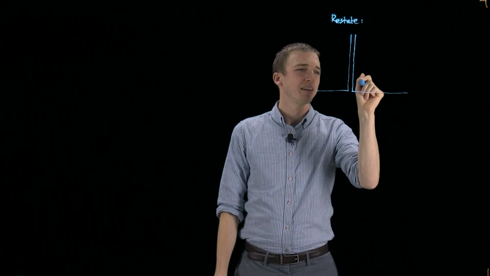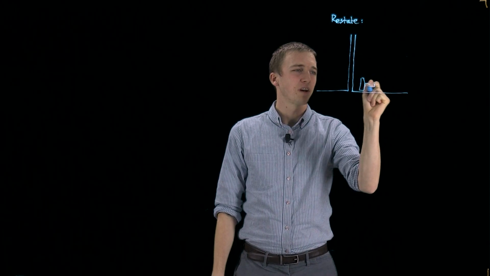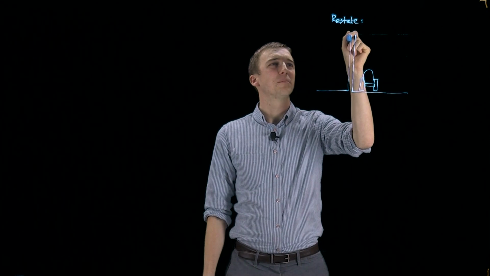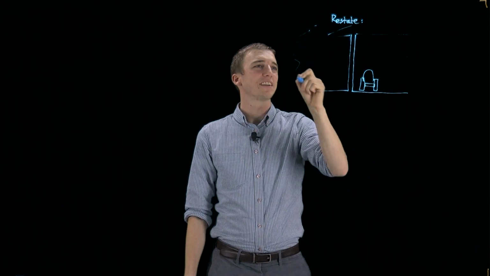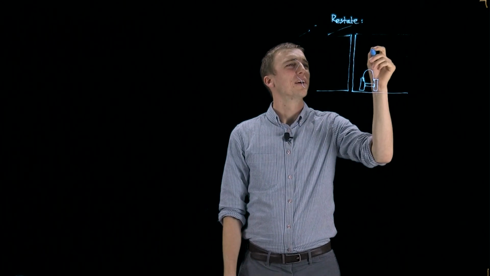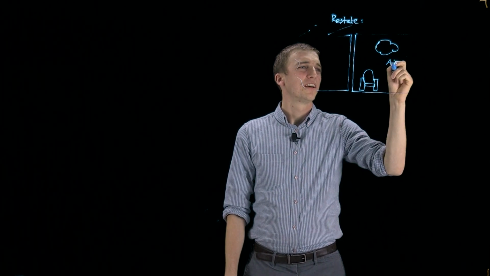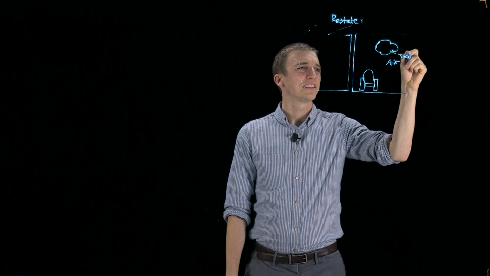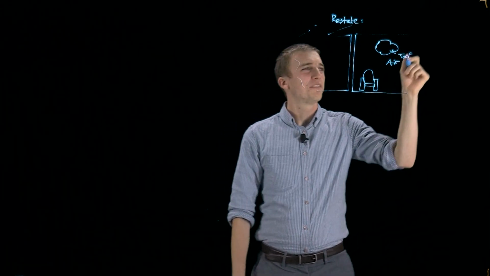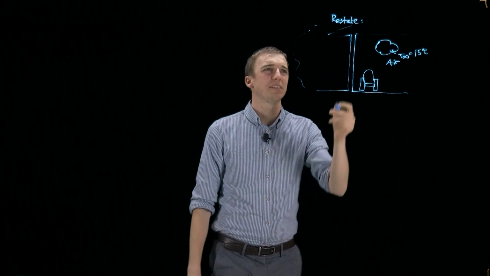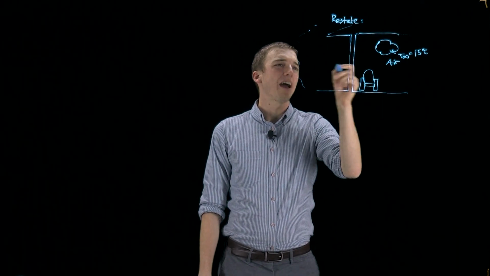So we have a pane of glass, which is separating a room. I'll draw a little chair here. There's a room from the outside. Okay, now inside this room we have air, and that air is at a temperature of 15 degrees Celsius. Now this is a winter day, and so the outside is cold.